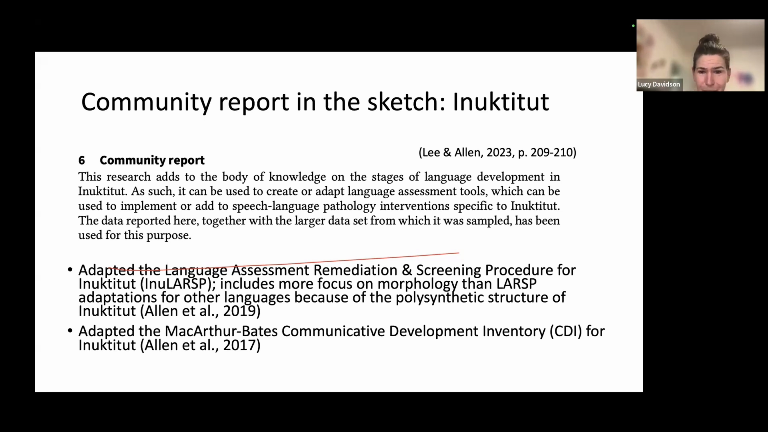So they adapted the language assessment, remediation, and screening procedure for Inuktitut, to give it more of a focus on morphology than other adaptations, because Inuktitut is polysynthetic in structure and has very rich morphology, and so it makes sense to have more of a focus on morphology in this screening procedure. And they also adapted the MacArthur-Bates CDI. I don't know if it's common, but it's a useful possible thing to do for communities for Inuktitut.